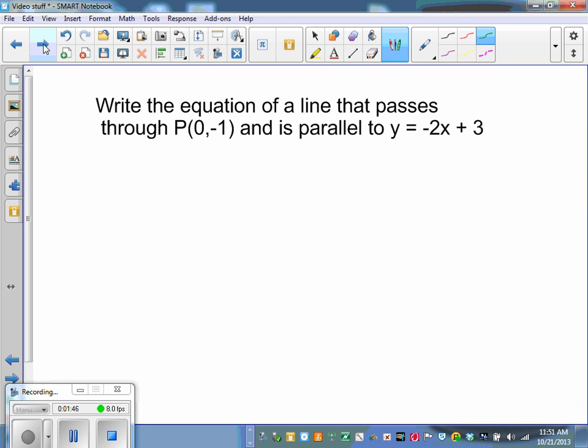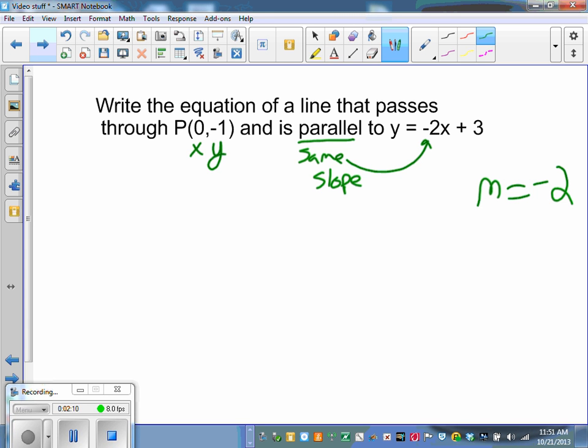Write the equation of a line that passes through the point (0, -1) and is parallel to y = -2x + 3. So the key here is parallel. To me, this is the same slope. So I'm going to use this slope here. My new slope is -2. Now we're back to the same things. I have slope, I have an x and a y from my point, and I'm going to plug that into y = mx + b.